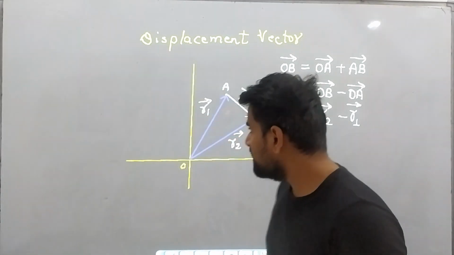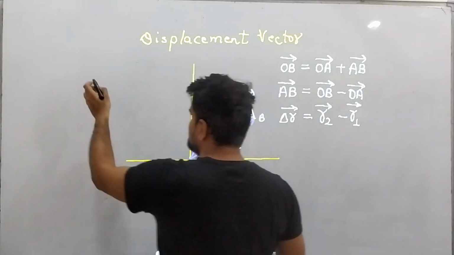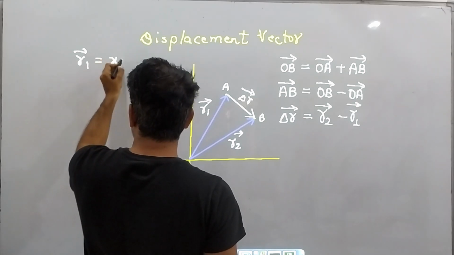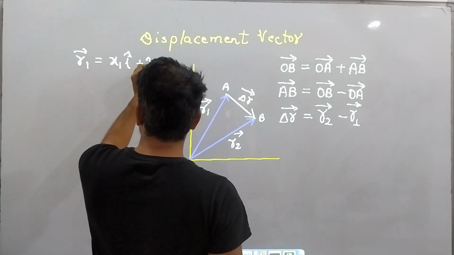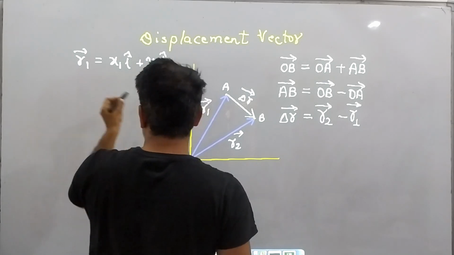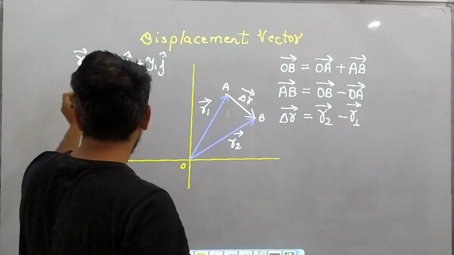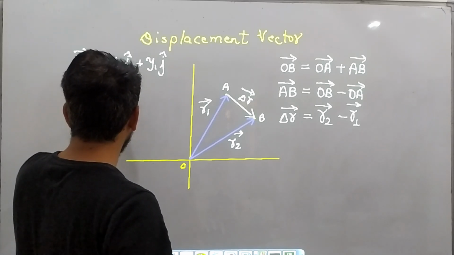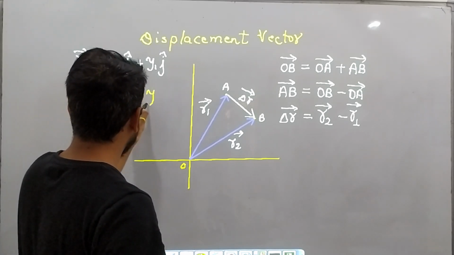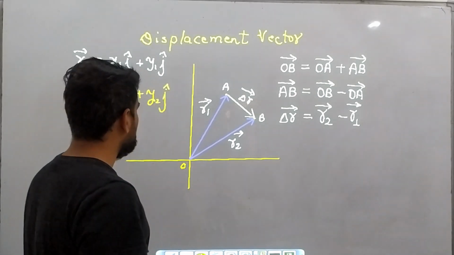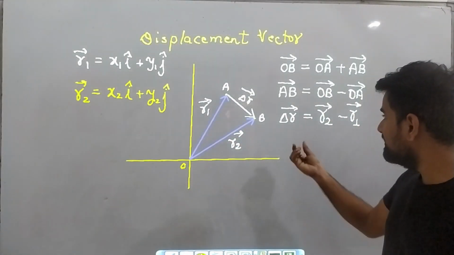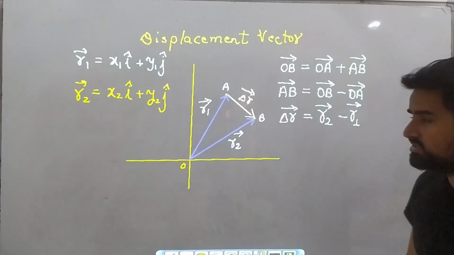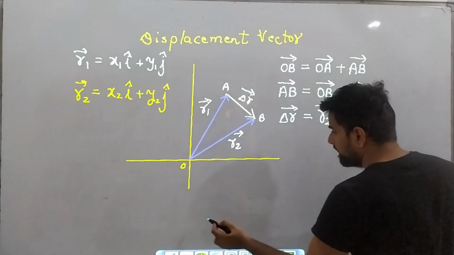So if I say that R1 vector was like this, x1 I cap plus y1 j cap, and R2 vector was x2 I cap plus y2 j cap, then how can I represent delta R, that means the change in position? It's very simple, putting the values in the corresponding positions.